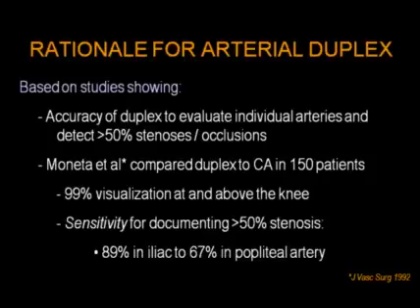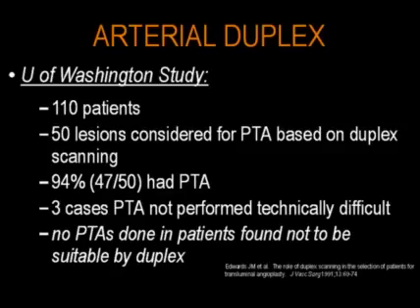They showed 99% visualization at and above the knee, and a sensitivity for documenting greater than 50% stenosis that ranged from 89% at the iliac level to 67% in the popliteal artery. These results were equally as good in the arteries below the knee. Keep in mind that these results were obtained with technology that dates back to 1992, and with the exquisite imaging and technology that we have today, imaging of the lower extremity arteries has much more improved.